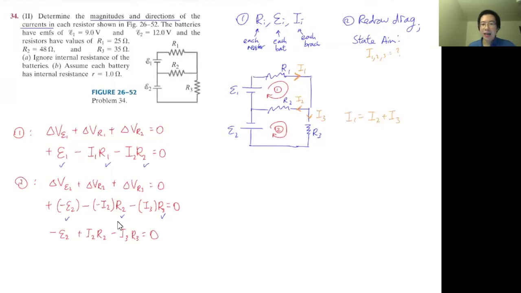I can use this, I1 equals I2 plus I3. I can plug it in here. So now it'll eliminate I1 completely, and I just have 2 equations and 2 unknowns. I can rearrange them, eliminate one of them, and solve for all the I's.